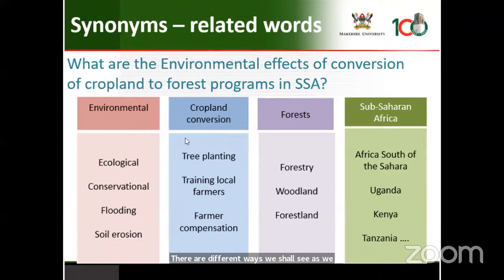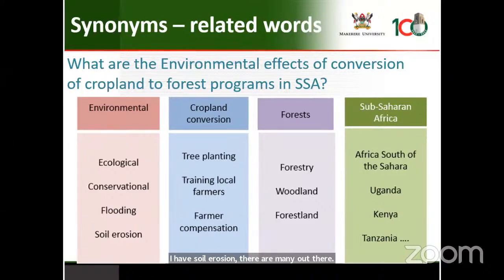So I have an example here. What are the environmental effects of conversion of cropland to forest programs in sub-Saharan Africa? The words that you're seeing up there on top are the words that I picked from the title. But under each of those words, I have what we call synonyms or related words. So under environmental, I have ecological, conservational, flooding, soil erosion. There are many out there.